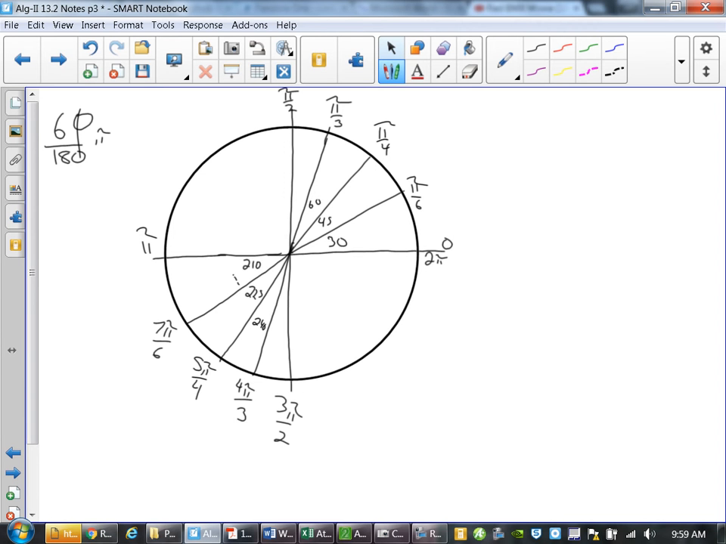And like I said, the reason why I like to build them across from one another is because you're just adding pi to it. You'll notice that each one of these is 1 and 1/6, 1 and 1/4, 1 and 1/3. Yes, ma'am. This one here, it's 180 plus 60 is 240.